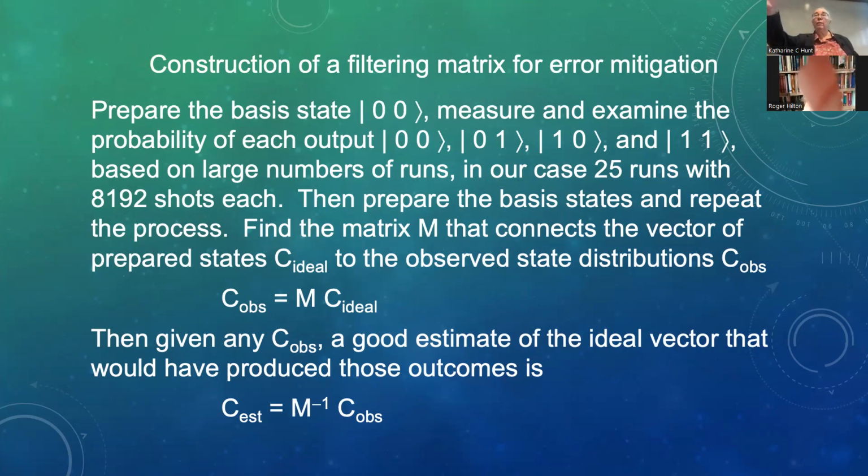And then we know, if we have a state that should be 0, 0, what the combination of the faults in the interior of the quantum computer and the measurement faults are doing in producing this whole group of possible states. Then we can repeat that for the states 0, 1, 1, 0, and 1, 1, and then construct a matrix which will convert the intended input into the observed output.